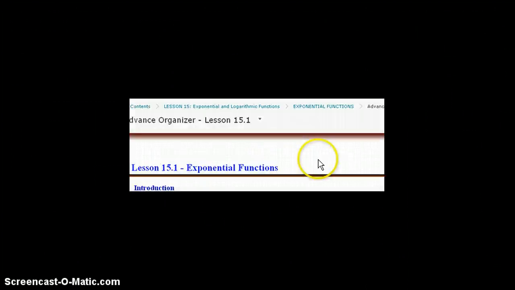Also, a little reminder, when you scroll up to go back through these tasks, you may want to just, in 15.1, click on here, exponential functions. Otherwise, you go back to the beginning of the lesson 15 list. Hopefully that makes sense to you.